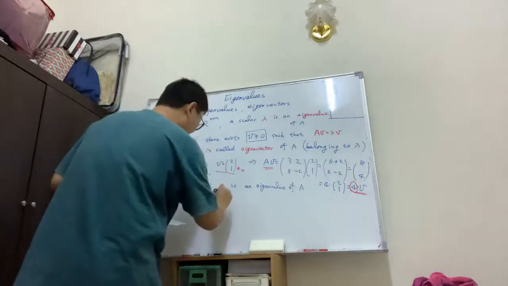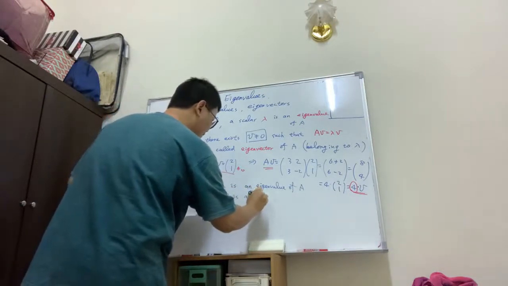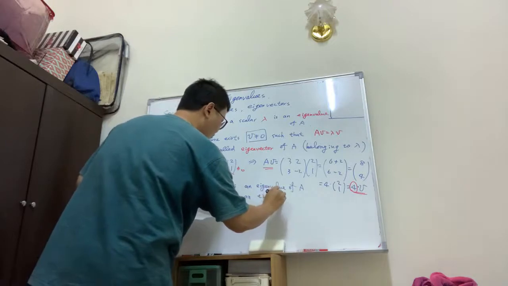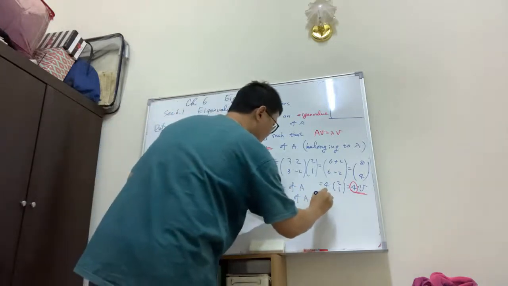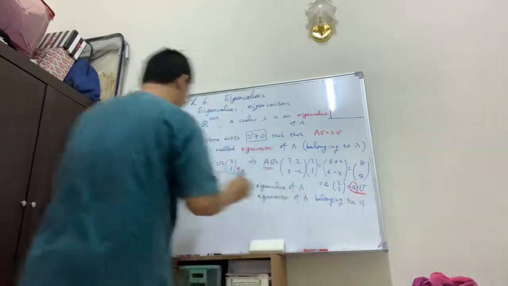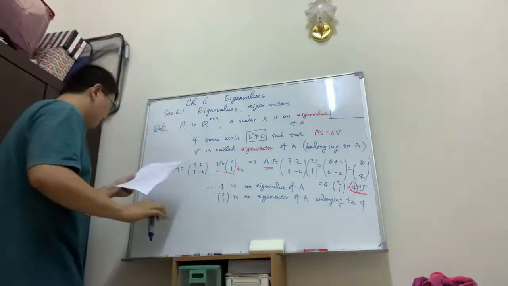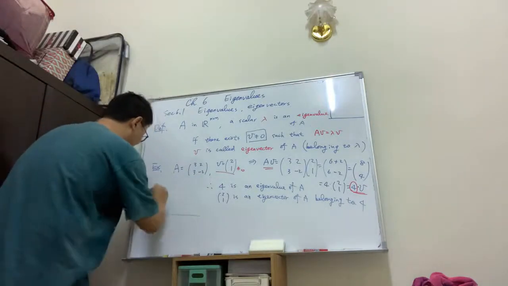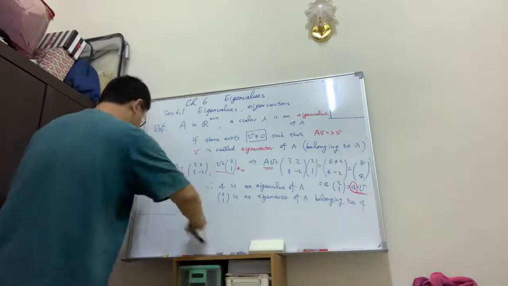And (2, 1) is an eigenvector of A belonging to the eigenvalue 4. Belonging to the eigenvalue 4. And in the graph, what does it mean? You could view it this way.